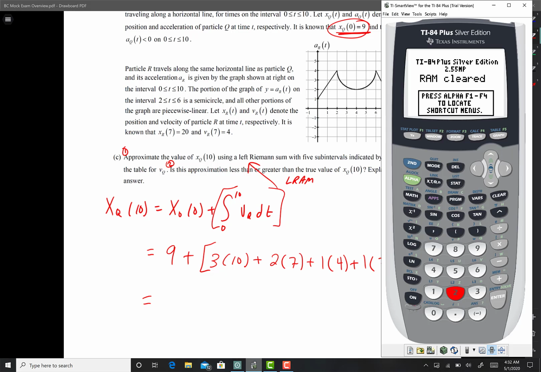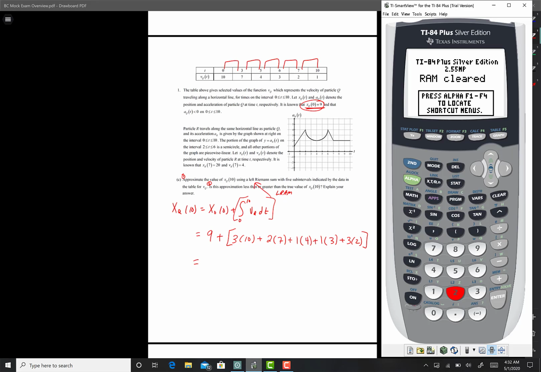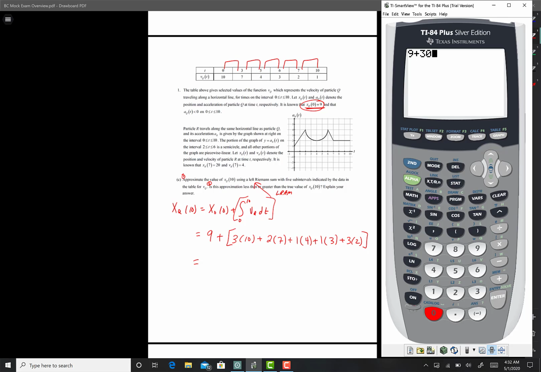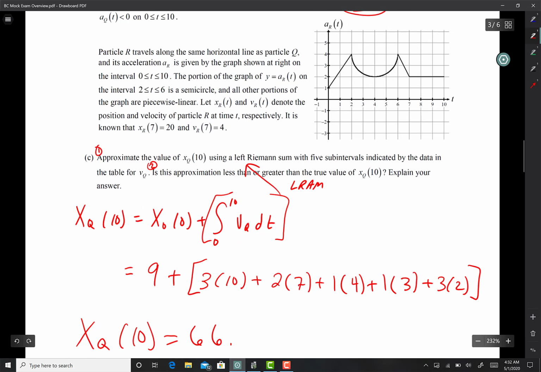I got my little calculator here. Let me zoom out so I can... There we go. And then I'm just going to type it in. I guess we don't really need it. We can probably just figure it out just by adding. Let's see. 3 times 10 is 30. Plus 2 times 7 is 14. Plus 4. Plus 3. Plus 6. So I get 66. So x of q at 10 is 66. Okay. So now, let's zoom back in.